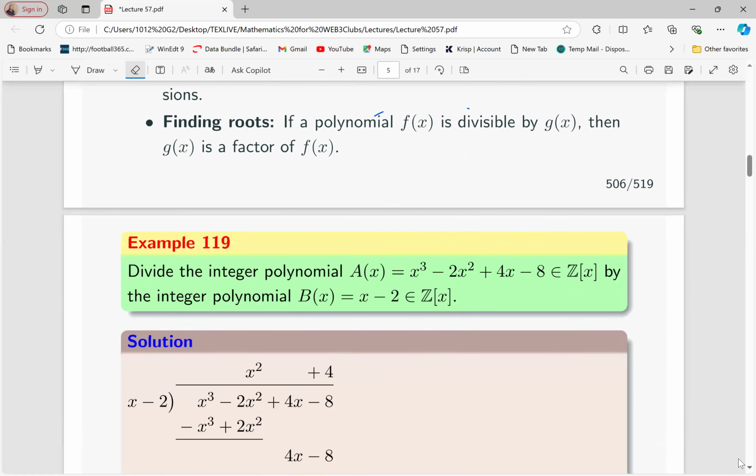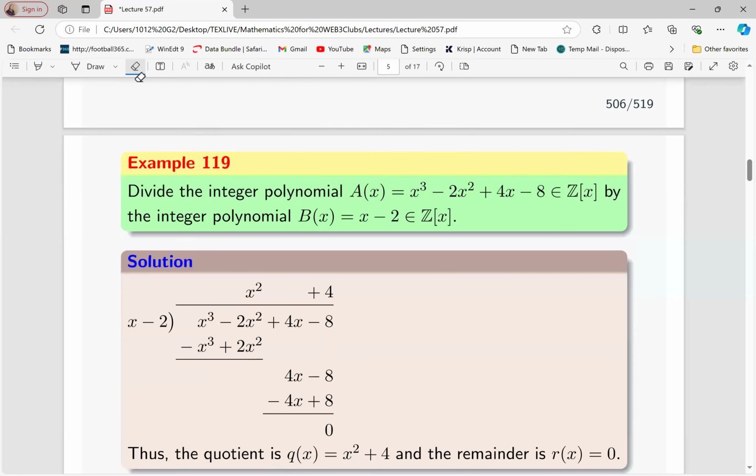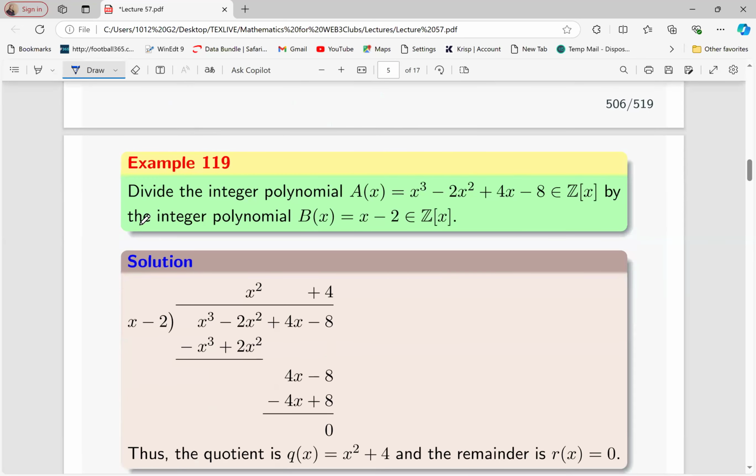Now let me just look at the first example. I want to divide this polynomial into this. And you can see I'm talking about integers. This is a polynomial where these coefficients are integers. So this is how we write it. It means the coefficients are integers.